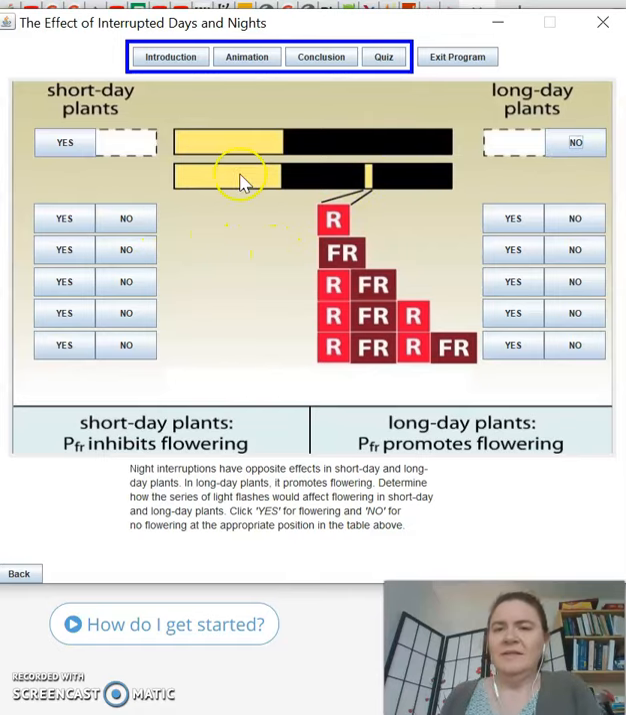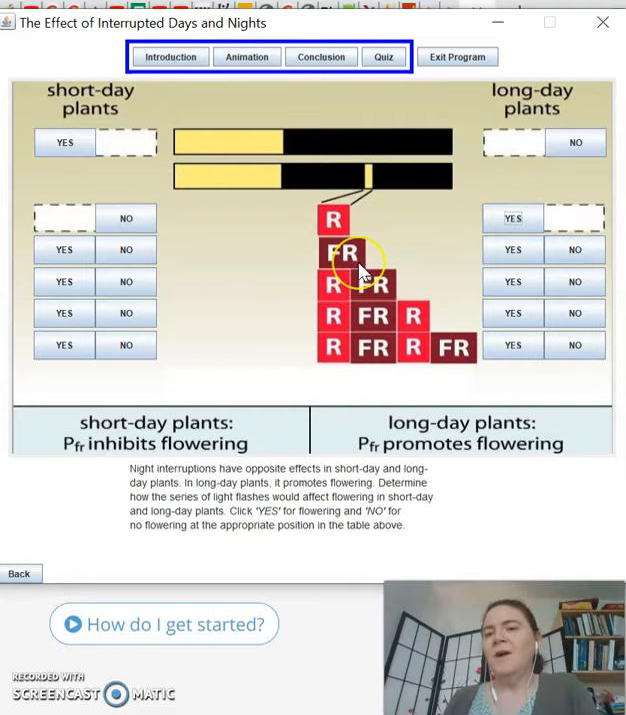Here we see that we interrupt the night with red light, which is going to convert all that phytochrome far red back into phytochrome red. So we have essentially turned on the sun. And so for short day plants, we've interrupted the night, so we should get no flowering. For long day plants, we should get flowering.